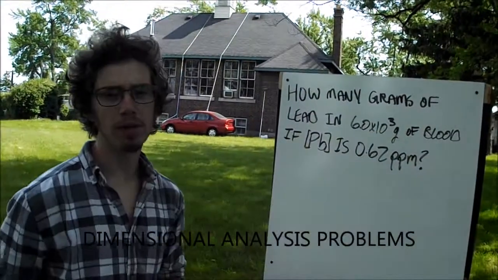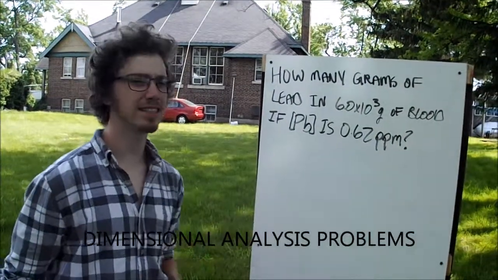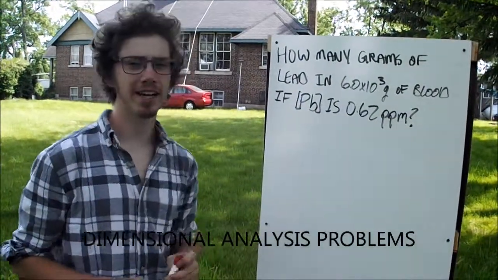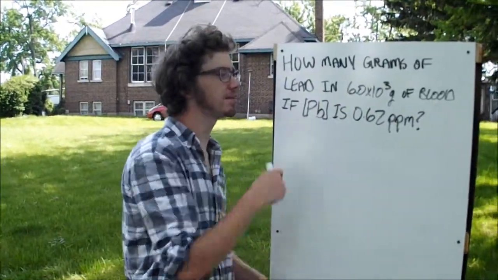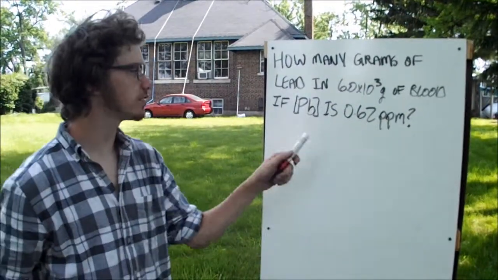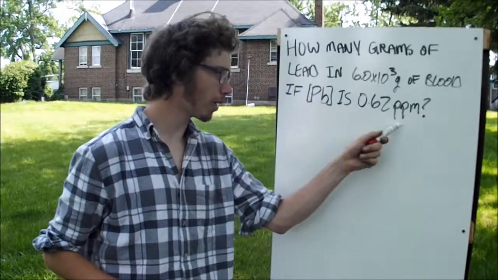Hi guys, I'm going to do a couple more examples on unit dimensional analysis. These ones will be a little more complicated. So in this question it asks, how many grams of lead is in 6.0 times 10 to the 3 grams of blood if the lead concentration is 0.62 parts per million?